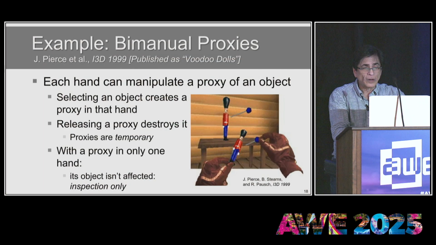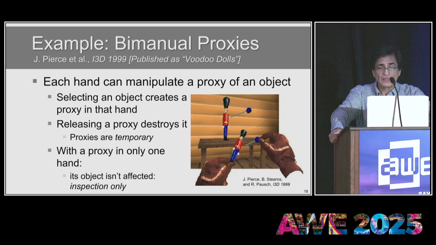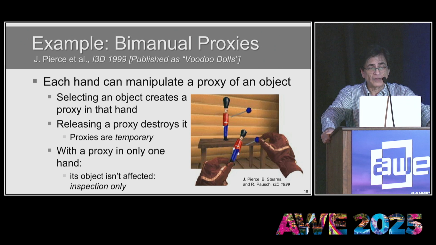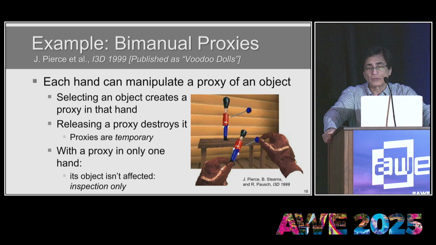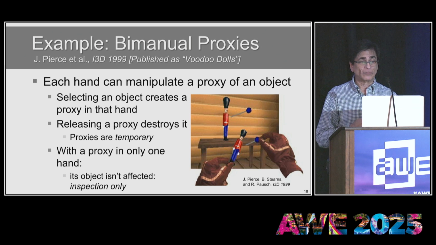Now, what I want to do is to show you one more technique, and this is one that is, I think, kind of the poster child for the idea of doing things manually, with different hands doing different things in VR. It's a technique that was published by Jeff Pierce, also in Randy's group, back at the very tail end of last century. It was published as something called Voodoo Dolls some quarter of a century ago, and to avoid that problematic cultural reference, I'm going to refer to it as bimanual proxies.